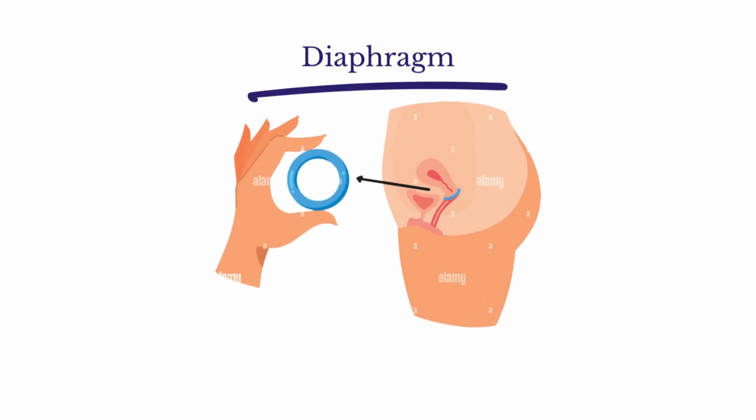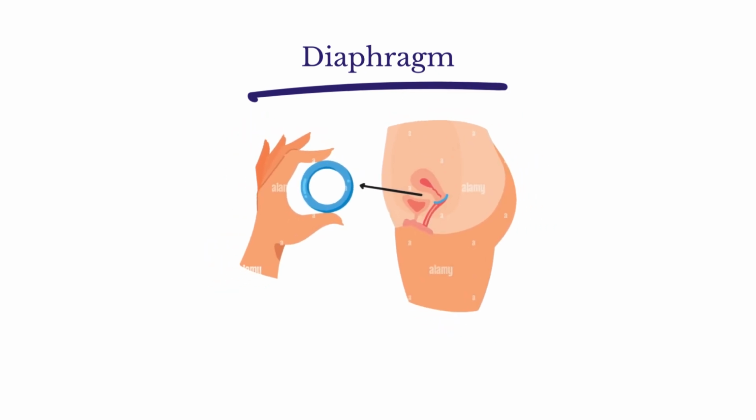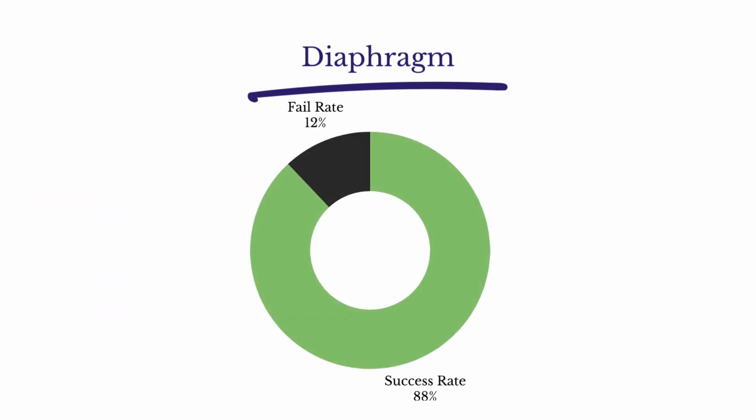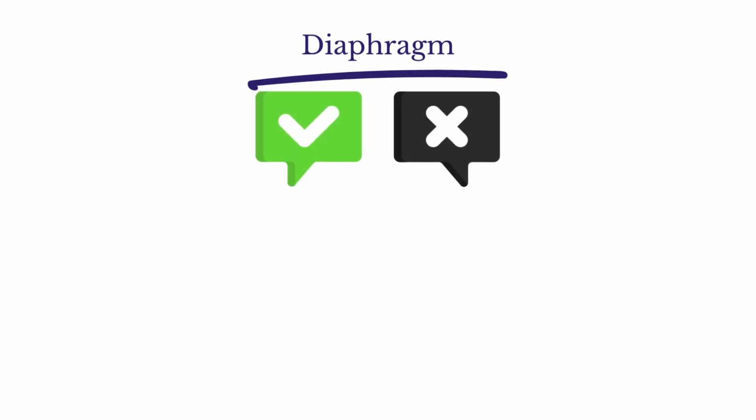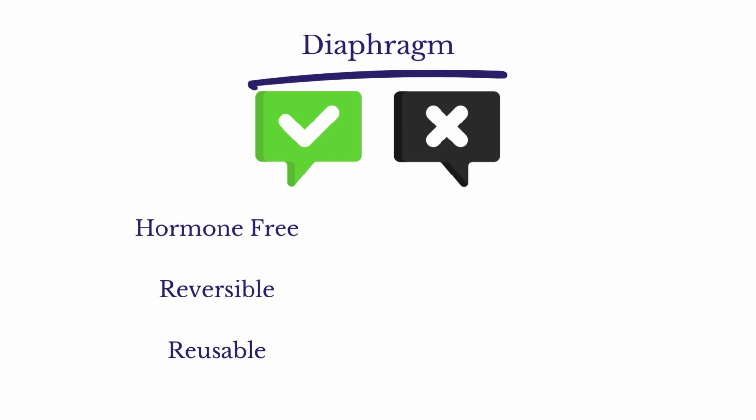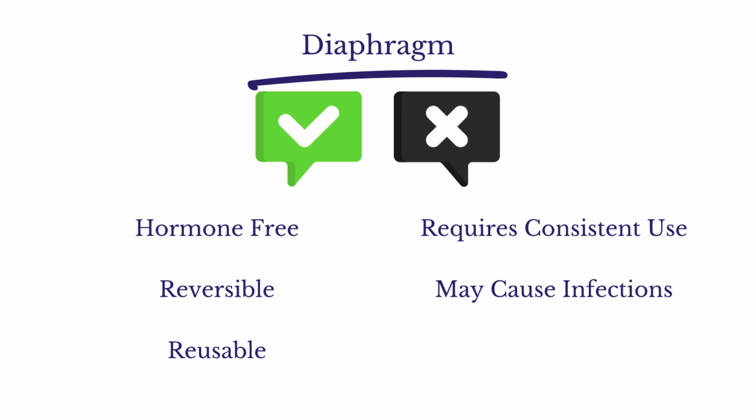Next is a diaphragm, which is a dome-shaped silicone cup that is inserted inside the vagina and covers the cervix. It has a success rate of 88%. Some of the advantages are that it is hormone-free, reversible, and reusable. Some of its disadvantages are that it requires consistent use, may cause infections, and may be difficult to insert.